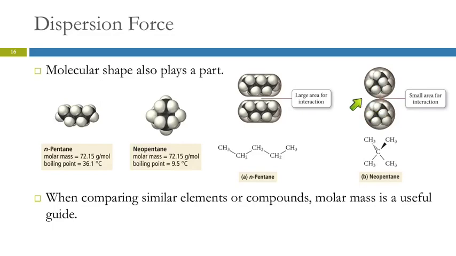So this is like sticking your elbow to the wall. It's a very weak attraction. This is a much stronger attraction. And so we see that reflected in the boiling points. N-pentane boils at 36, and neopentane boils at 9 degrees Celsius. So this is a much lower boiling point because it takes less thermal energy to break away that just elbow on the wall. It takes a lot more energy to peel these two apart.